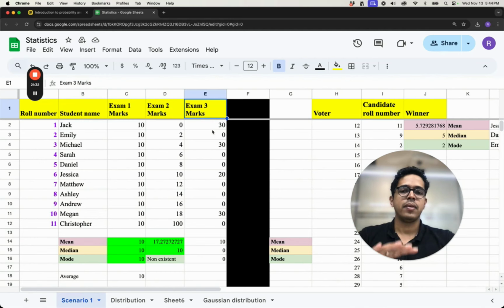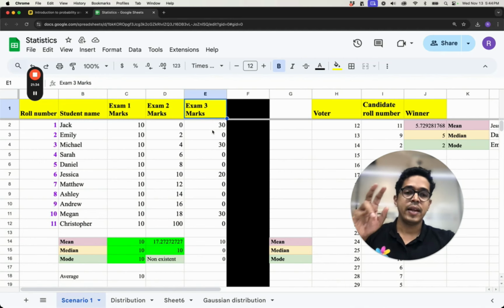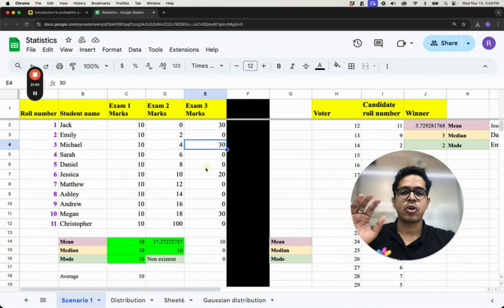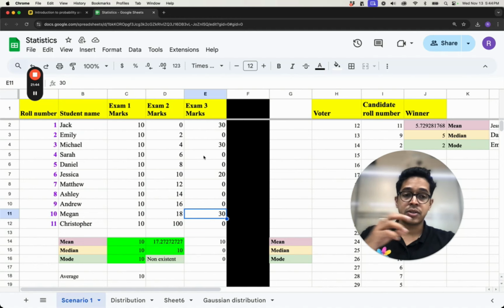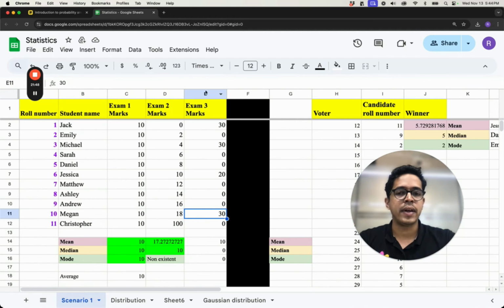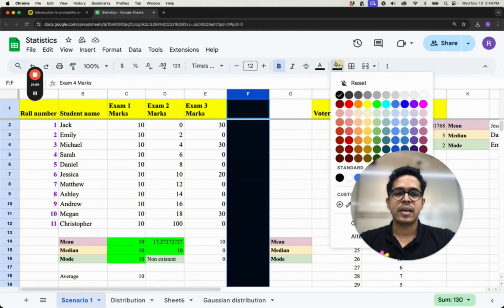In exam 3, maybe there were only 3 questions, and those questions were extremely hard, and some students managed to solve some questions correctly, but the remaining students did not manage to solve any question. So the exam was not conducted in a good way. We can conclude that by looking at the data set or by looking at the median and mode. We cannot conclude that by looking at the mean in this particular case in comparison to exam 1. Now, what about exam 4?